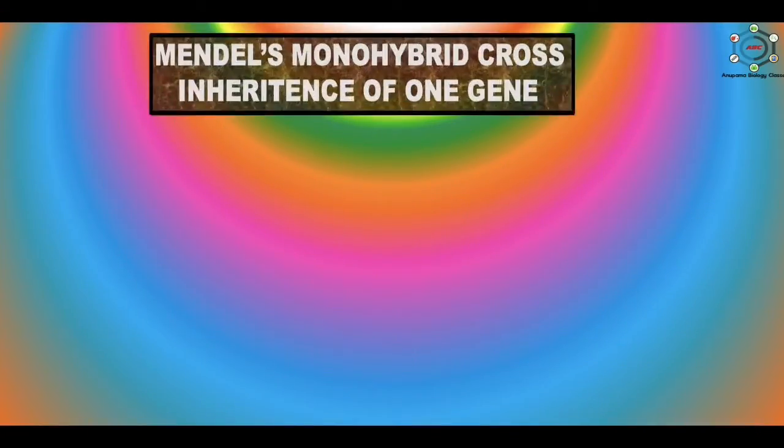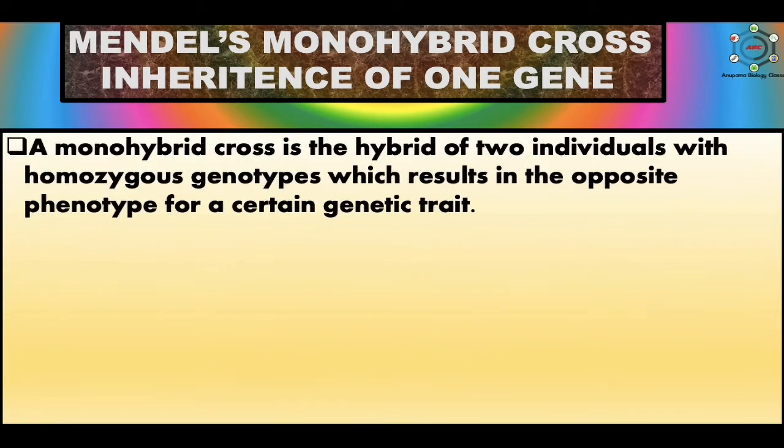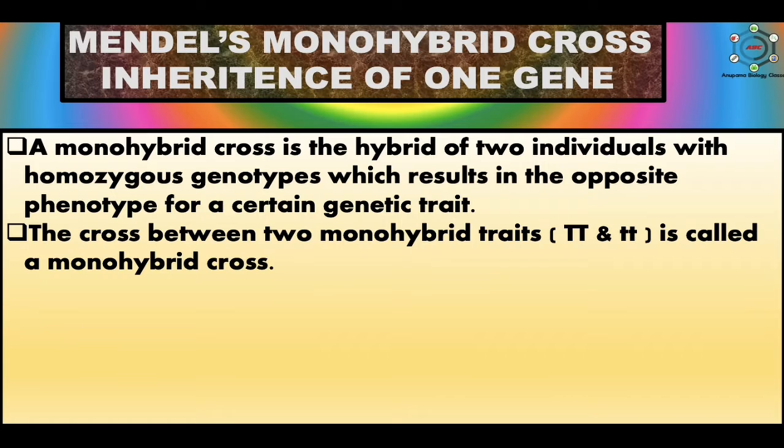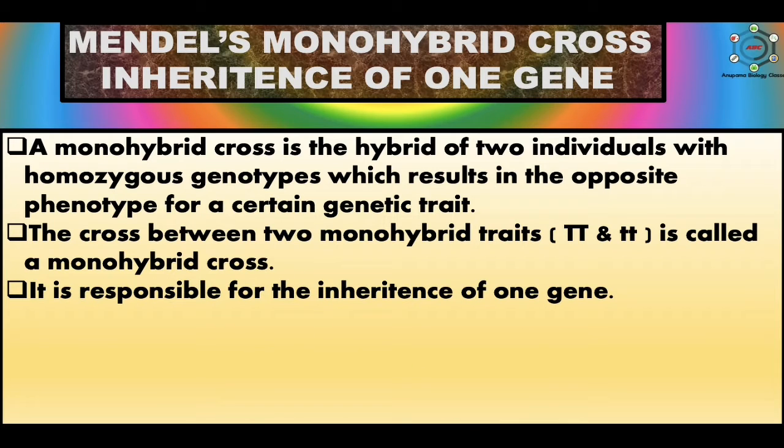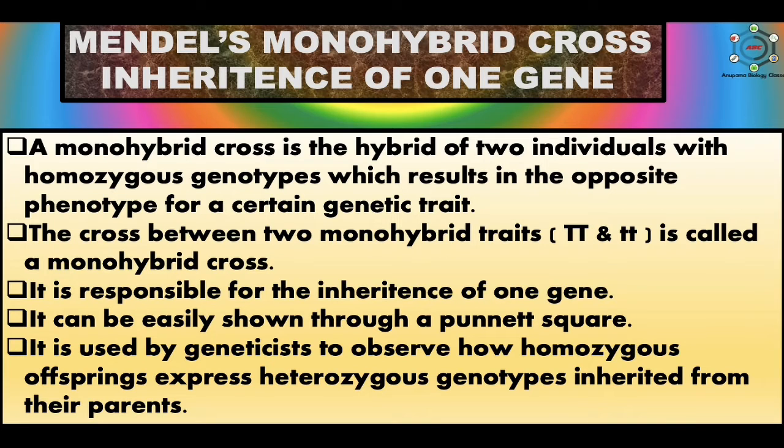After this, Mendel's monohybrid cross, that is inheritance of one gene. A monohybrid cross is the hybrid of 2 individuals with homozygous genotypes which result in the opposite phenotype for a certain genetic trait. The cross between the 2 monohybrid traits, that is capital T and small t, is called a monohybrid cross. It is responsible for the inheritance of one gene. It can be easily shown through a Punnett square. It is used by geneticists to observe how offspring express genotypes inherited from their parents.